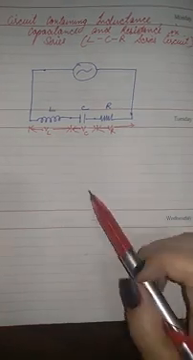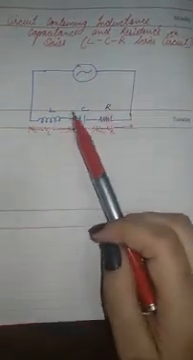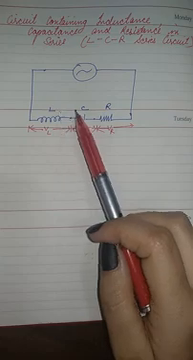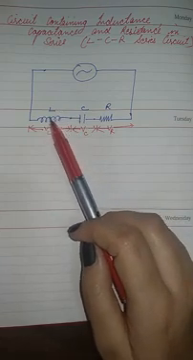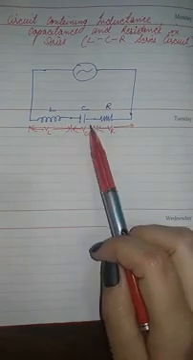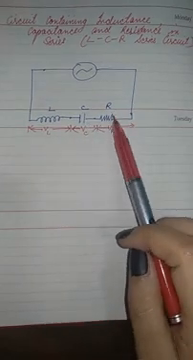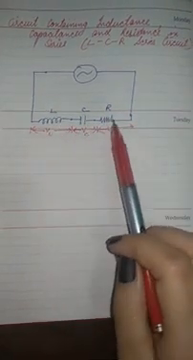Hello students, in today's class we will be discussing the third type of AC circuit, that is, a circuit containing inductance, capacitance and resistance. So a circuit is there which has all the three factors: inductance, capacitance and a resistance in series combination, which is applied to an alternating voltage.